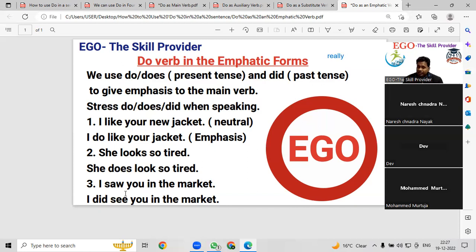So what exactly do you understand? This is something called the emphatic form. So "do" can be used in so many different ways.